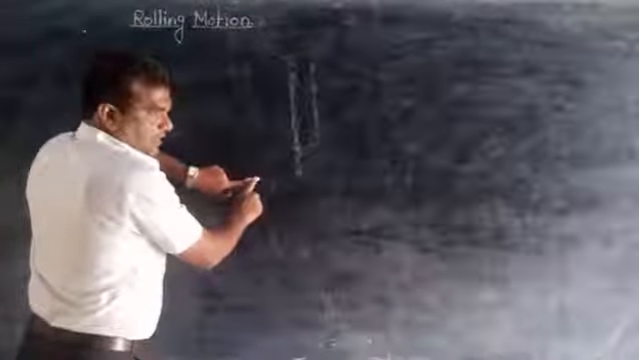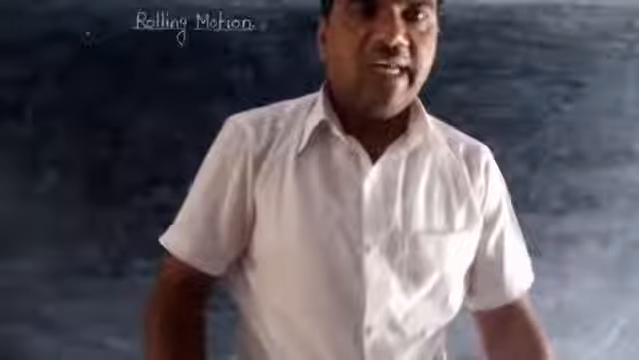And this is nothing but rolling motion. So rolling motion is the combination of two types of motion, that is translational motion and rotational motion. For a rolling body, the kinetic energy of the rolling body is the sum of kinetic energy due to translational motion and kinetic energy due to rotational motion. So let m be the mass of the body, v be the linear velocity, I be the moment of inertia, omega be the angular velocity of the rotating body.